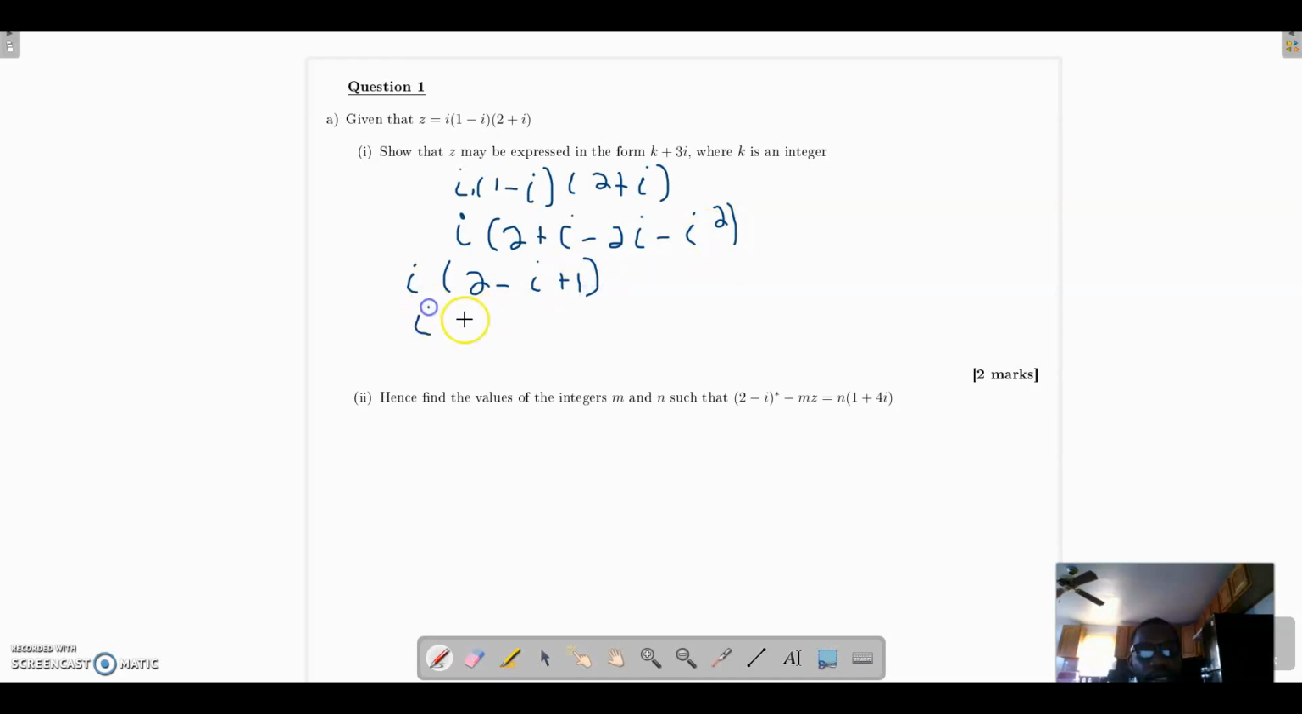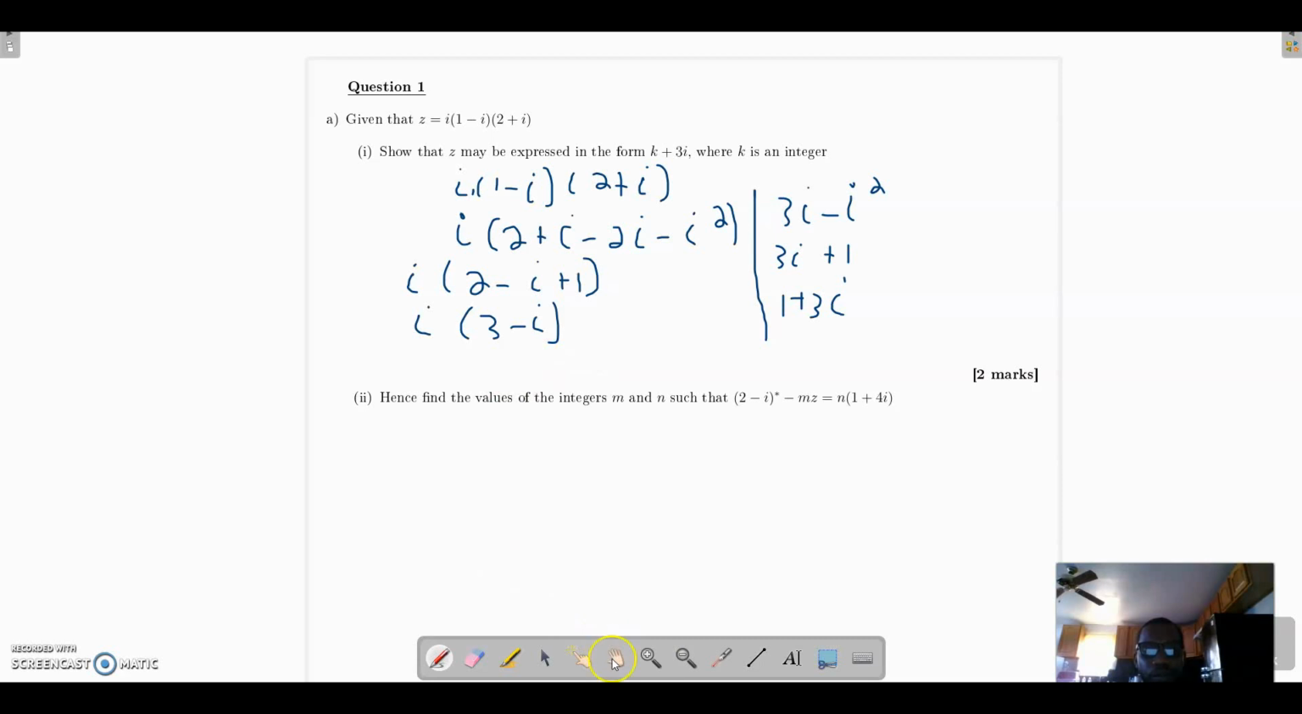This becomes i into, combining the real parts, which is 2 and 1, 3 minus i. All right. So we're going to end up with 3i minus i squared. But as we say, i squared is negative 1. So you're going to have 3i plus 1. Now we want it in the form k plus 3i. So we're going to turn it around and say 1 plus 3i. All right. And that would be it for the first part.